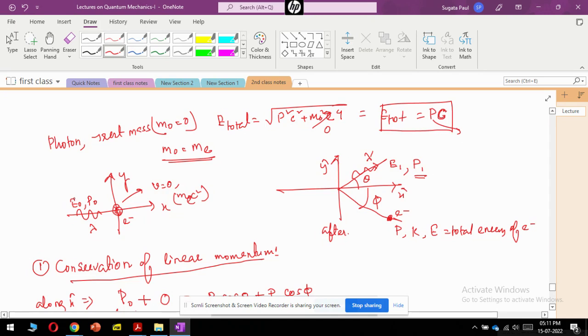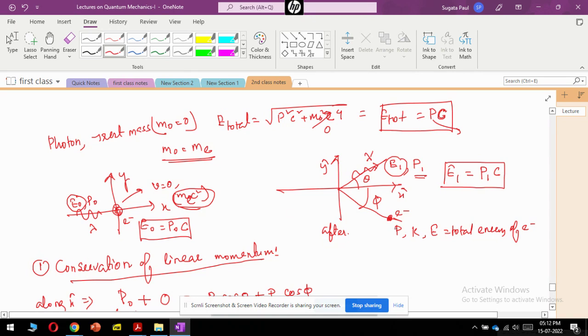Now initially the photon has energy E naught and the electron has only its rest mass energy because it was at rest, me c square. But after the collision, the photon's energy has changed to E1. So in this case, E naught will be p naught times c, because from the above expression you are seeing that for the photon the total energy equals momentum times light velocity. Since the momentum is p naught, it will be equal to p naught c. And since the energy is E1, it will again be p1 times c, because here the momentum is p1 for the photon.